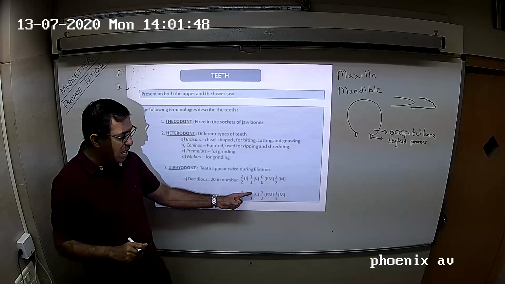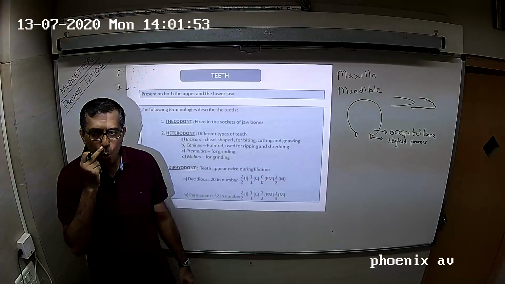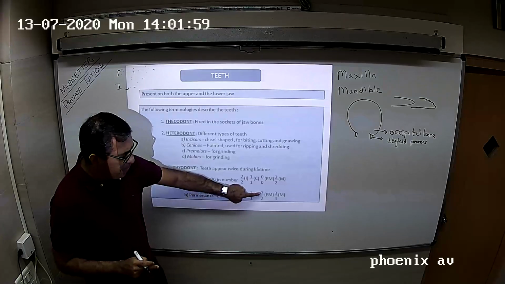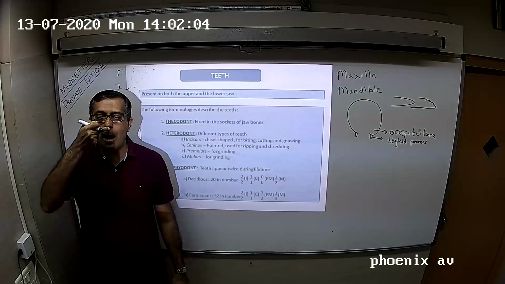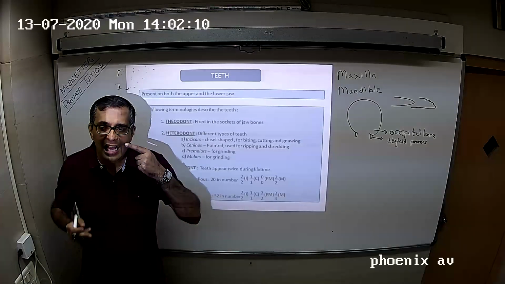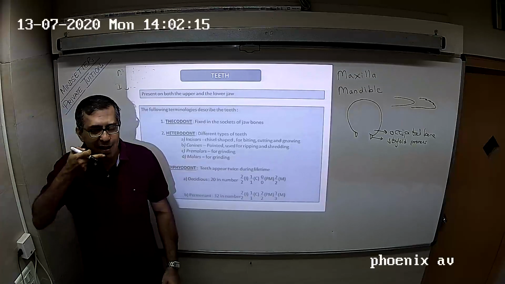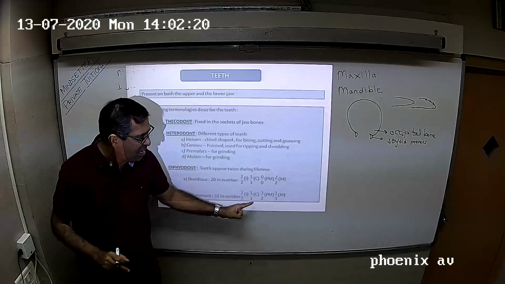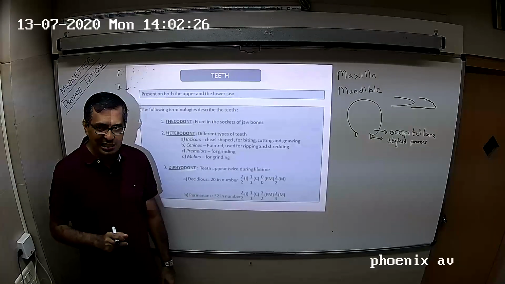2 incisors, 1 canine, 2 premolars and 3 molars. 2 plus 1 is 3, plus 2 is 5, plus 3 is 8, a total of 8 teeth in the upper jaw right side. So 8 twos are 16, 16 twos are 32. 32 teeth are your permanent teeth, also called your adult teeth.